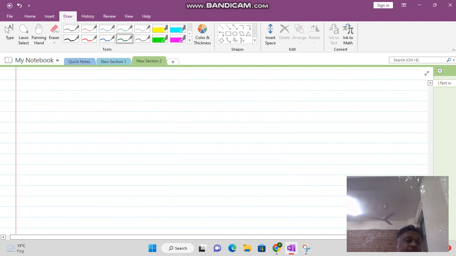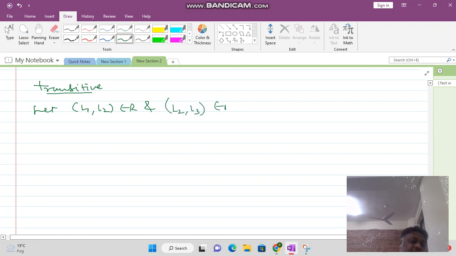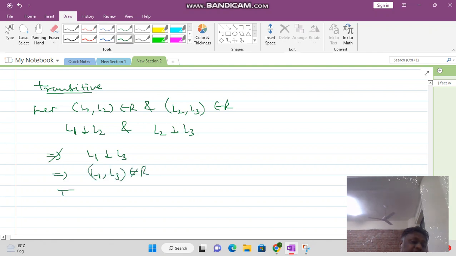Next we want to talk about the transitive relation. See, for the transitive relation, let (L1, L2) be a member of the relation, and (L2, L3) be a member of the relation. So here L1 is perpendicular to L2 and L2 is perpendicular to L3, but it does not imply that L1 is perpendicular to L3. It implies that (L1, L3) is not a member of the relation. So this relation is not transitive.